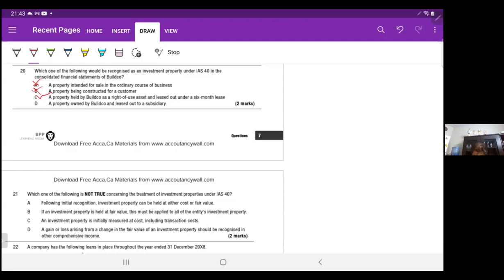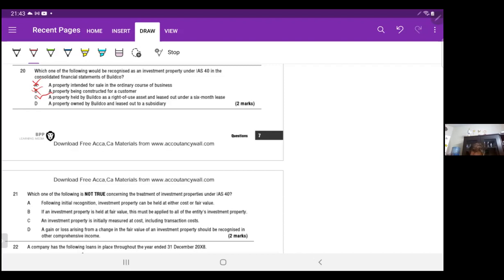Now, next one. Which of the following is not true concerning the treatment of investment properties under IAS 40? Following initial recognition, investment property can be held at either cost or fair value. That's the correct treatment. If an investment property is held at fair value, this must be applied to all of the entity's investment properties. It's also correct. Investment properties are initially measured at cost, including transaction costs. It's also correct. Next, last one.